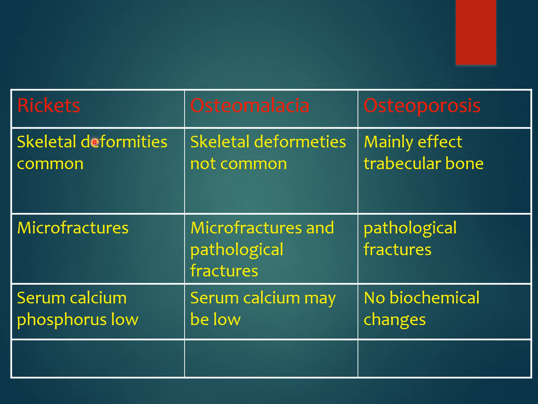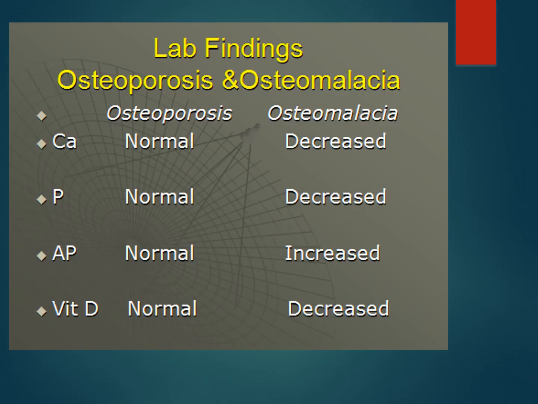Skeletal deformities are commonly seen in rickets, less in case of osteomalacia, but mainly here the trabeculae are affected. Microinfarcts, pathological fractures seen in all. Serum calcium phosphorus level is low in rickets. Calcium may be low in osteoporosis, but usually no biochemical changes. So biochemical changes, I've already mentioned calcium, phosphorus and alkaline phosphatase, vitamin D usually normal unless there is a concomitant vitamin D deficiency. Whereas calcium phosphorus decrease, alkaline phosphatase increase, and vitamin D is usually decreased in osteomalacia and rickets.